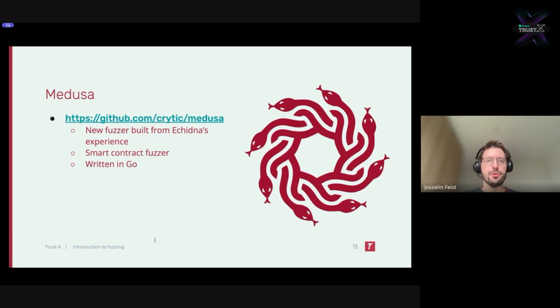Okay, let's talk about Medusa. Medusa is our open source smart contract fuzzer that we have been working on for some time now. It's written in Go. If you have experience with Echidna, Medusa is basically our rewrite of Echidna, but in Go. It's really powerful, it's really easy to use, and we have used all the lessons learned through the years of building Echidna and built that into Medusa.